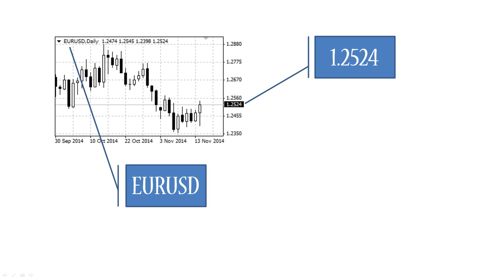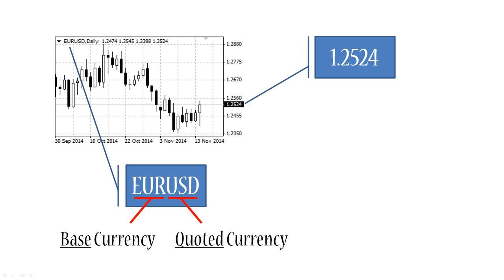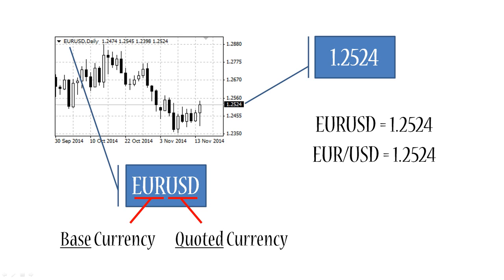Well, let's look at the currency pair at the bottom. The currency on the left of the pair is called the base currency. In this case, it's the euro. And the currency on the right is called the quoted currency. In this case, it's the US dollar. You may see this price of 1.2524 for the US dollar currency pair written the following way. This is equivalent to writing it out as euro/US dollar equals 1.2524.